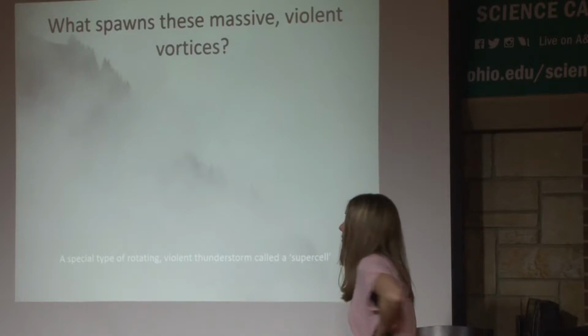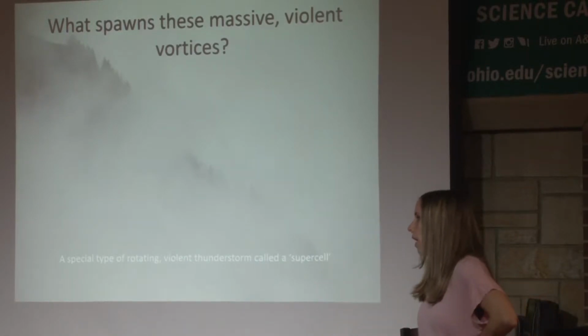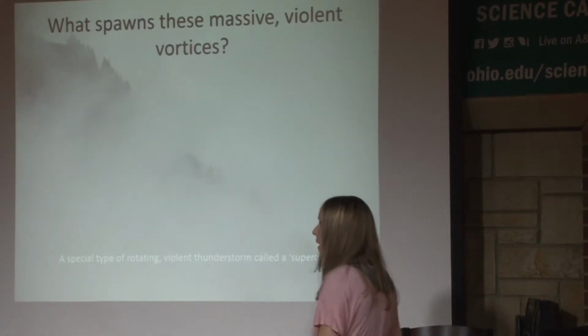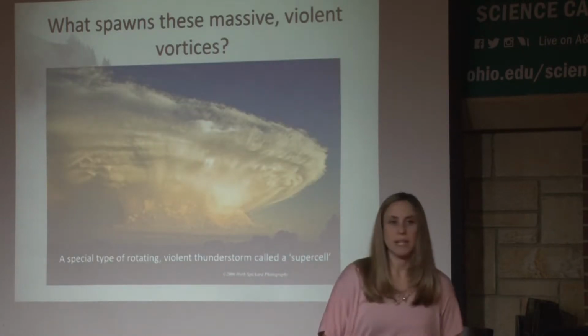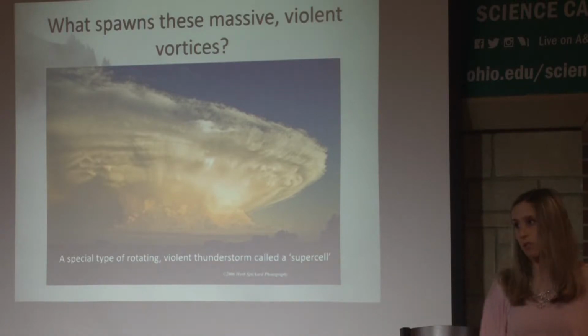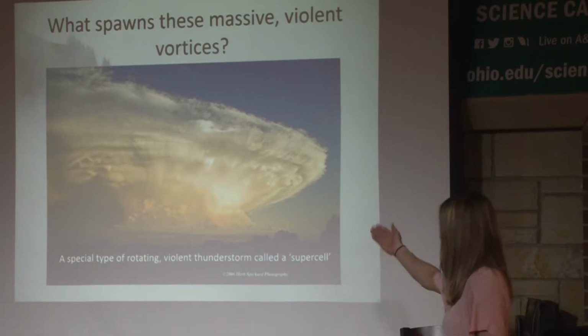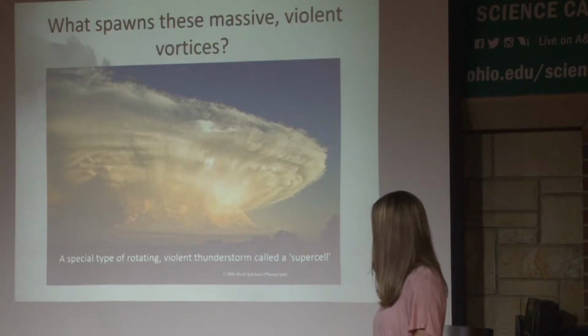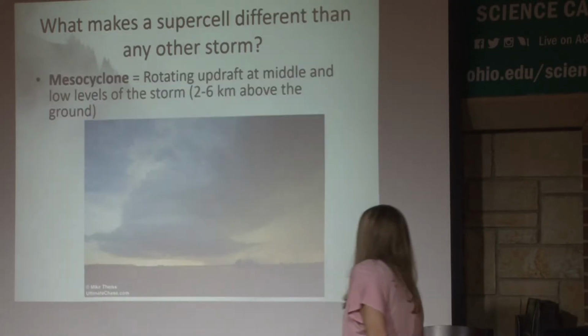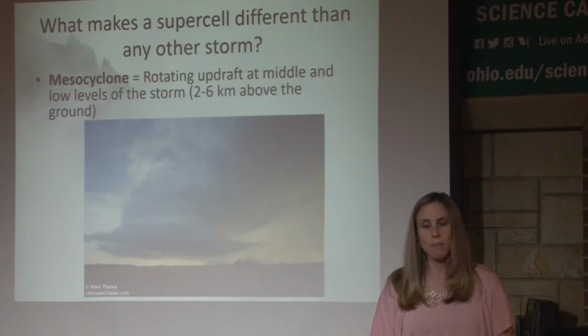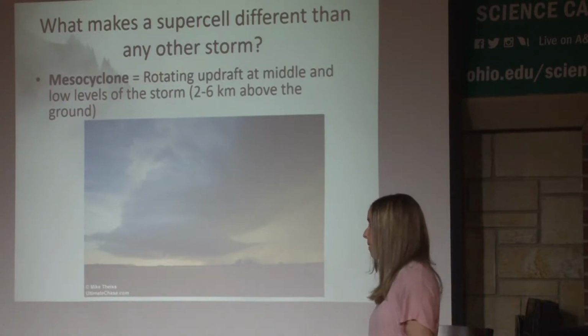So let's talk a little bit about these tornadoes here. What exactly spawns these massive vortices? They come from a special type of violent thunderstorm called a supercell. So this is a picture here of a pretty impressive looking supercell viewed from several miles off. What makes these supercells different from your everyday thunderstorm that most people are familiar with?